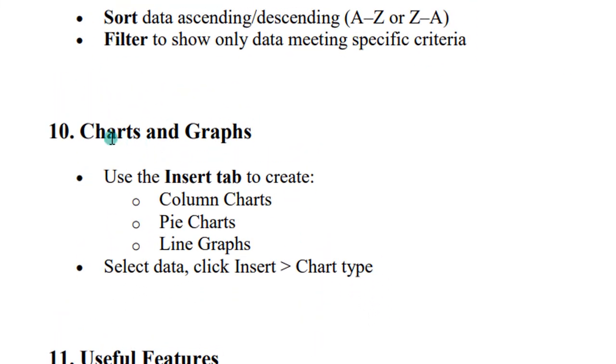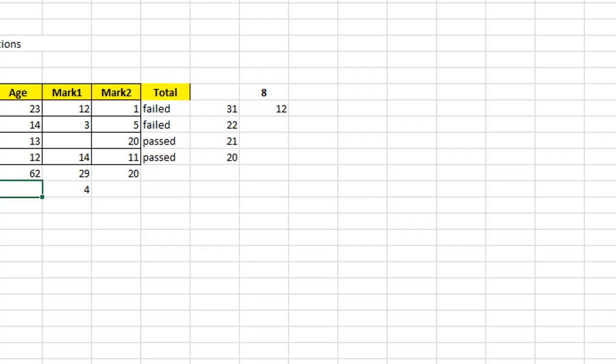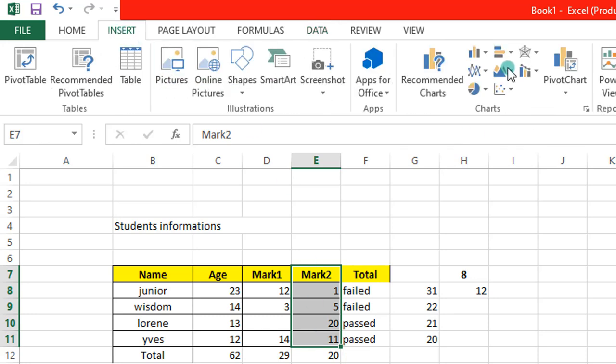Chart and graph. Good. So here you are having what we call the column chart, the pie chart, the line graph. To do that is very easy. You are going to answer a question where they are asking that. Example, let us say they want us to draw a chart based on Mark 2. So you just select Mark 2 like that. You go to insert.